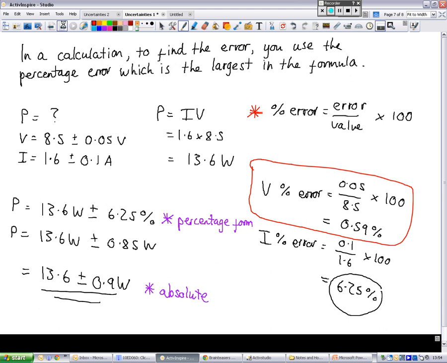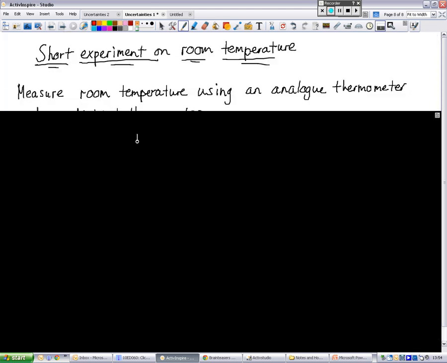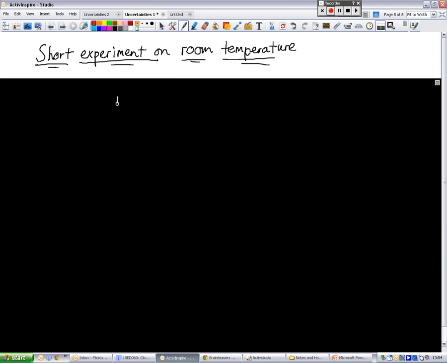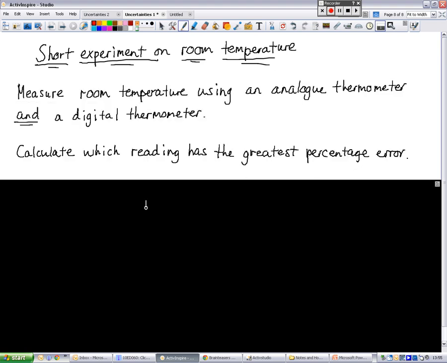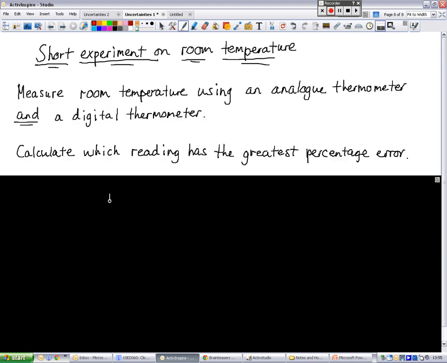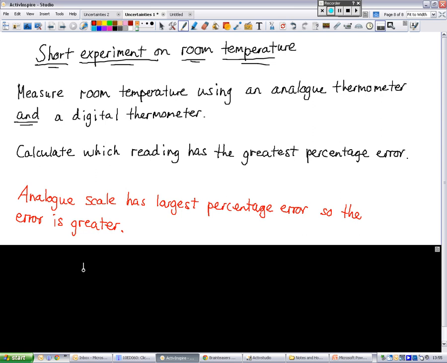After that, we did a quick experiment just to show you that these types of errors are real and they do happen in everyday experiments. Measuring room temperature with an analog and a digital thermometer, we found that they both read about the same value, but the error within them is different. The error in the analog scale is greater because that's plus or minus half a scale division, whereas it's plus or minus 1 in the least significant digit for a digital scale. So it has a larger percentage error, therefore it's less accurate. There's more room for error within that.